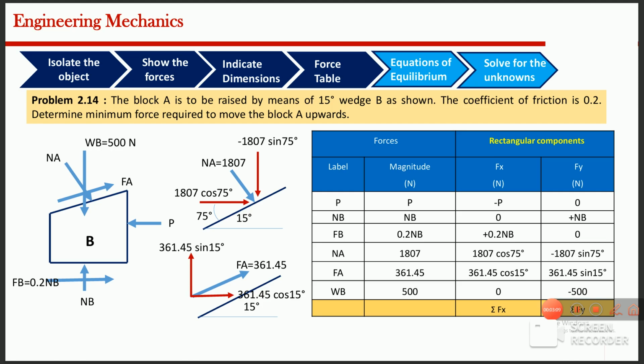Now we move to the wedge B. The wedge is subjected to its own weight, the applied force P, the normal reactions from the ground and the forces transmitted from block A. The force components are again resolved into horizontal and vertical directions. This gives us the required force table for applying the equilibrium equations on wedge B.